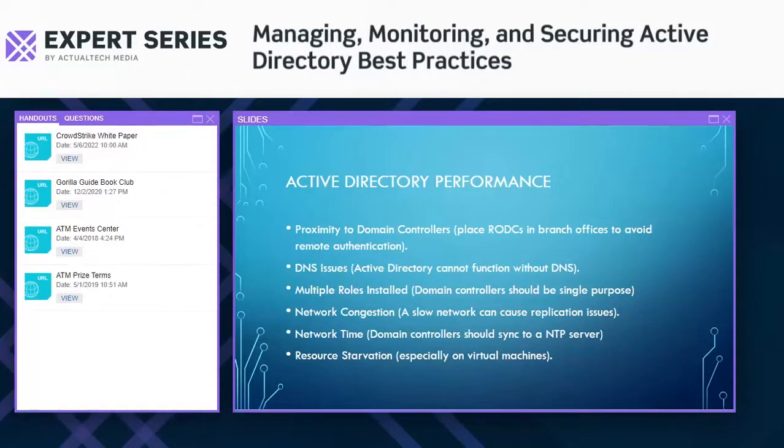So what else can cause Active Directory performance problems? Another thing is network congestion, because if your network's slow, then that can cause replication issues between domain controllers. Another thing, and this is a weird one, but network time, because remember, Active Directory uses the Kerberos protocol. Kerberos is sensitive to the time. So if you have clocks that are out of sync, it can cause all kinds of strange issues with your Active Directory environment.